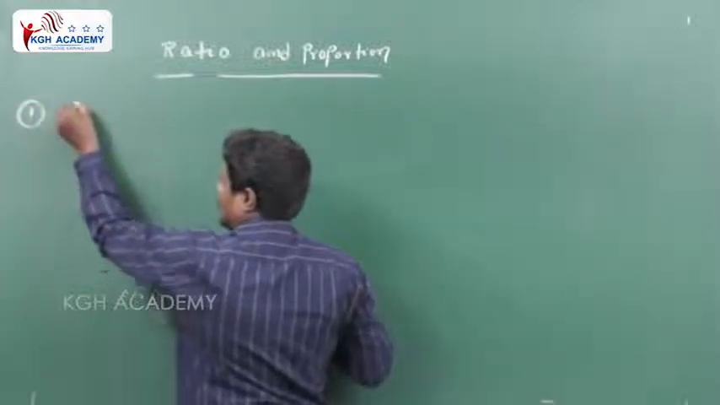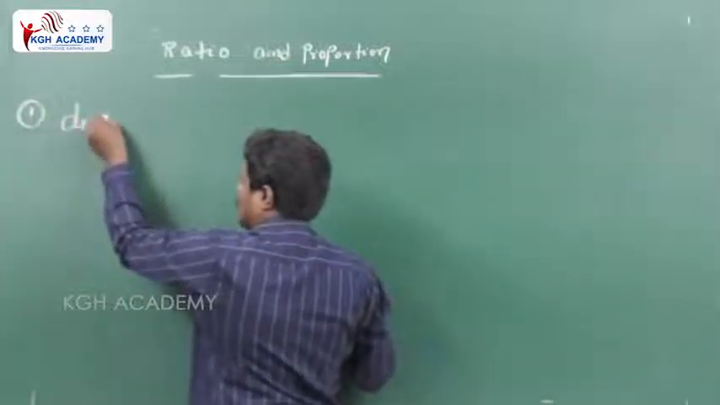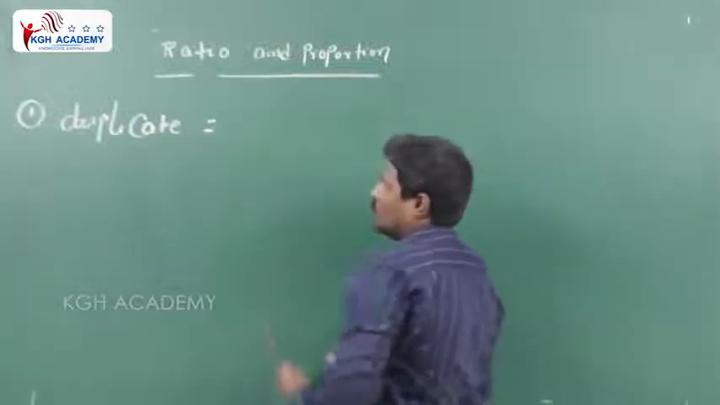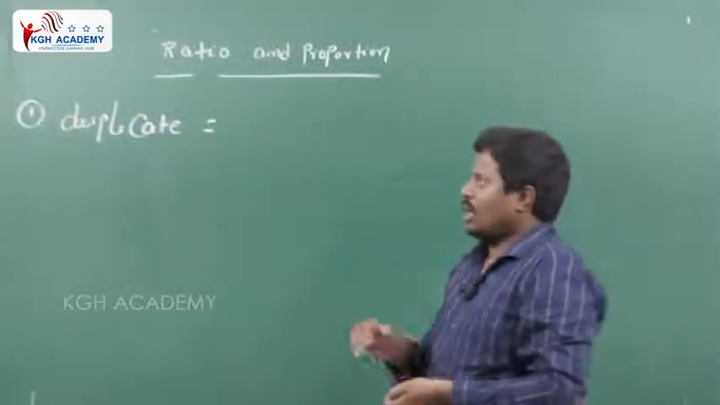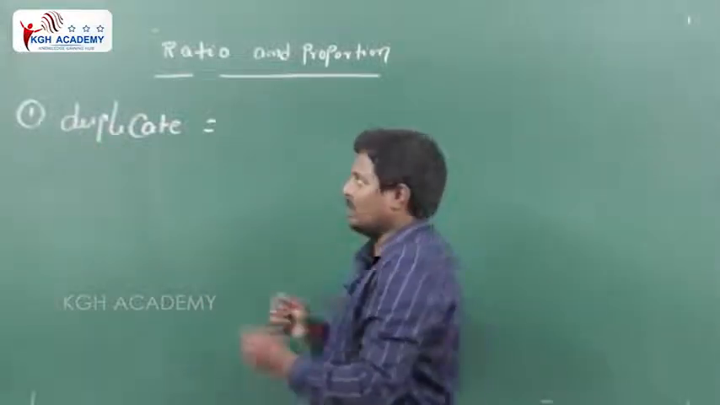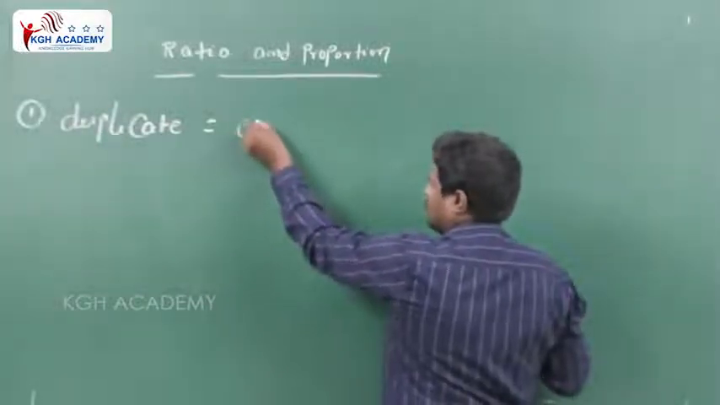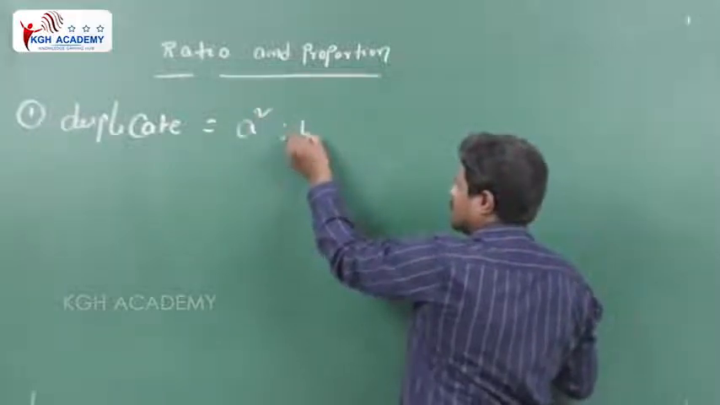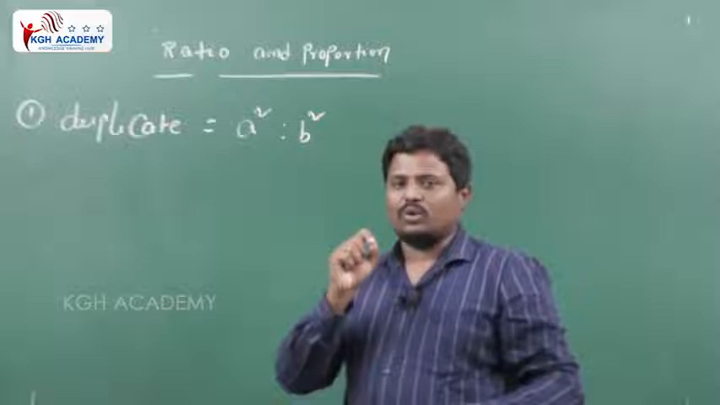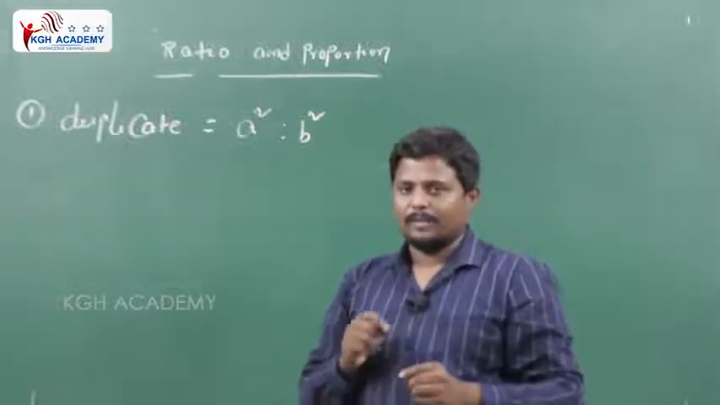Formula number 1 is nothing but the duplicate ratio. What does the duplicate ratio mean? It is a square is to b square. The duplicate ratio formula is nothing but a square is to b square.